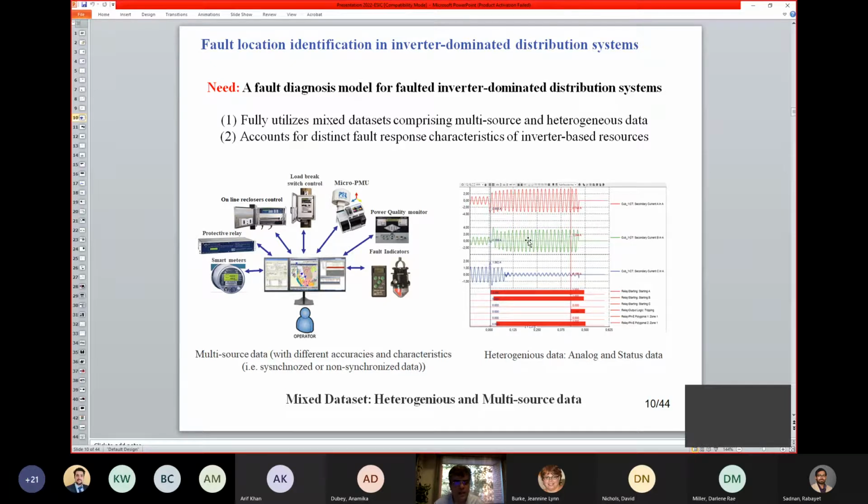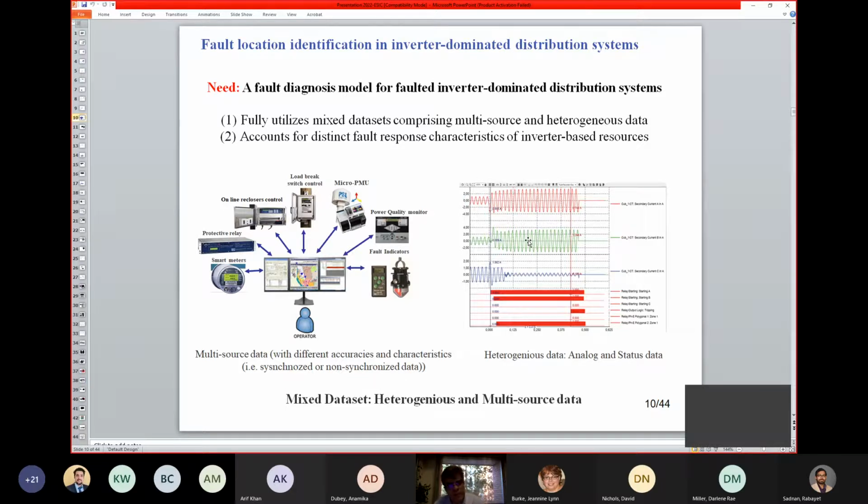You may have a legacy system with measuring devices that just provide the amplitude. Or recently, people talk about installing micro-PMUs at the distribution system. So then the question is that you don't have homogeneous data. You have different types of data. The question is: how do you want to use this data?